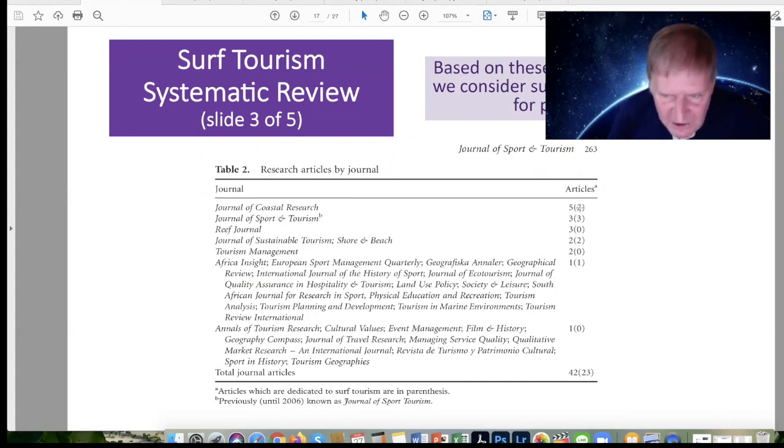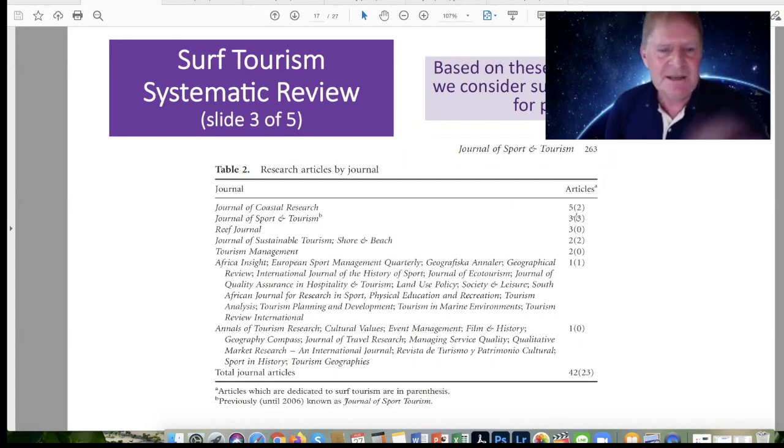These articles down here are dedicated to surf tourism. In other words, surf tourism is not just part of the research, it was dedicated to surf tourism. So Journal of Coastal Research, we can see, is 2. Look at Journal of Sport and Tourism. They had 3 published articles, and all 3 of them were dedicated to surf tourism. That actually makes the Journal of Sport and Tourism number 1.